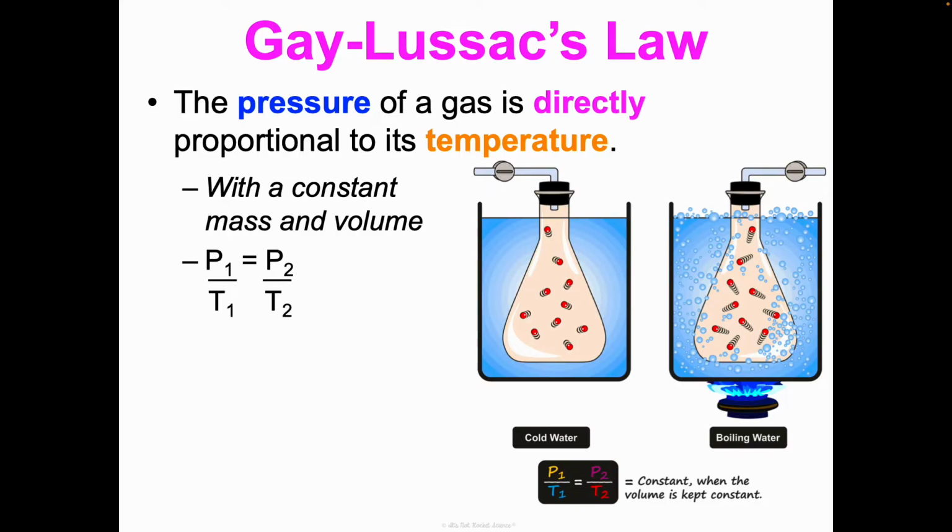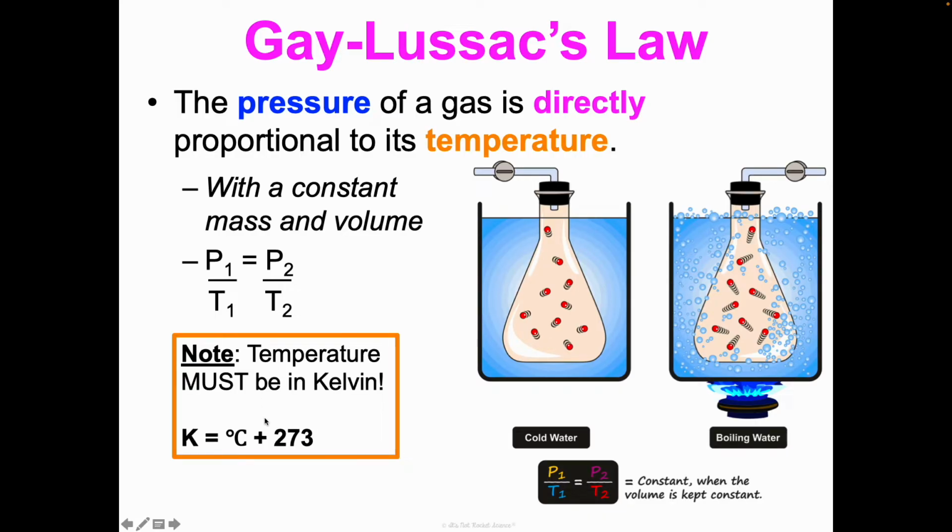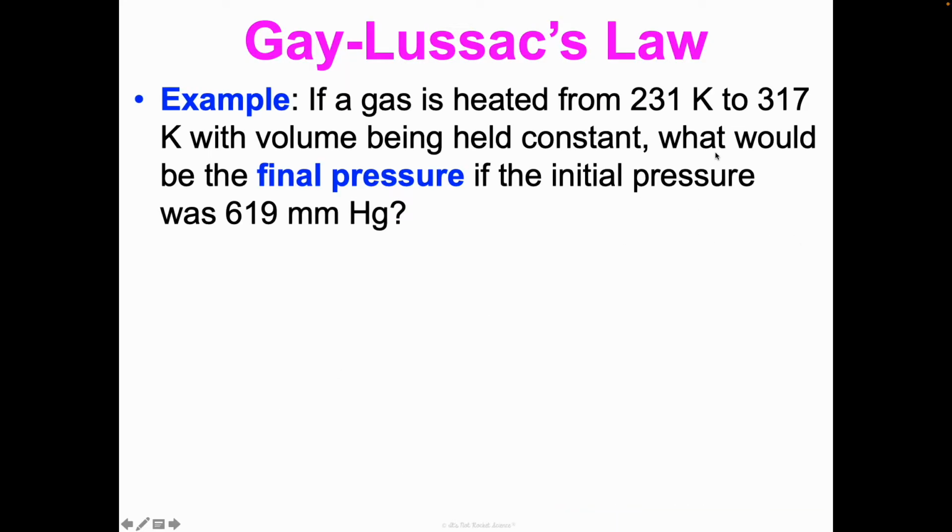Okay, the equation for this is P1 over T1 equals P2 over T2. That's your initial conditions and your changing conditions. And then just like we saw before, temperature must be in Kelvin, Celsius plus 273. All right, let's do a practice problem. Example: if a gas is heated from 231 Kelvin to 317 Kelvin with volume being held constant, what would be the final pressure if the initial pressure was 619 millimeters of mercury?